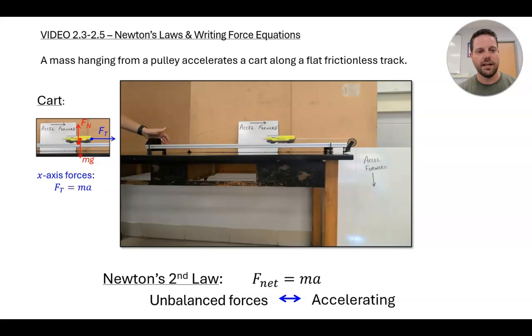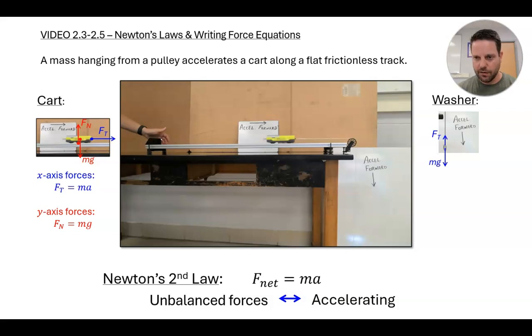And if we look at the x-axis, the tension is the only force, so we could set it equal to ma. For the y-axis, we would have balanced forces because there's no acceleration up or down. So how would this compare to the mass that's hanging on the washer? In that case, we would have a tension and gravity. Gravity should be bigger than tension because it's accelerating downward in the direction of gravity.